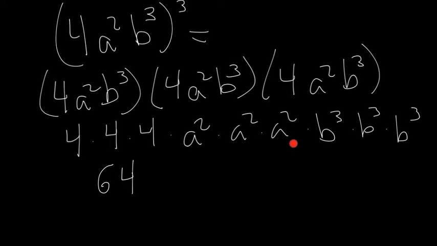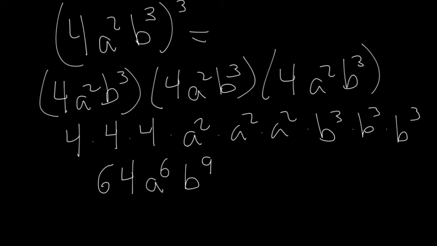When you have like bases being multiplied, you add the exponents. So 2 plus 2 plus 2 is going to give you 6. So you end up with a to the 6th. b cubed times b cubed times b cubed, you have to add the exponents. You get b to the 9th.